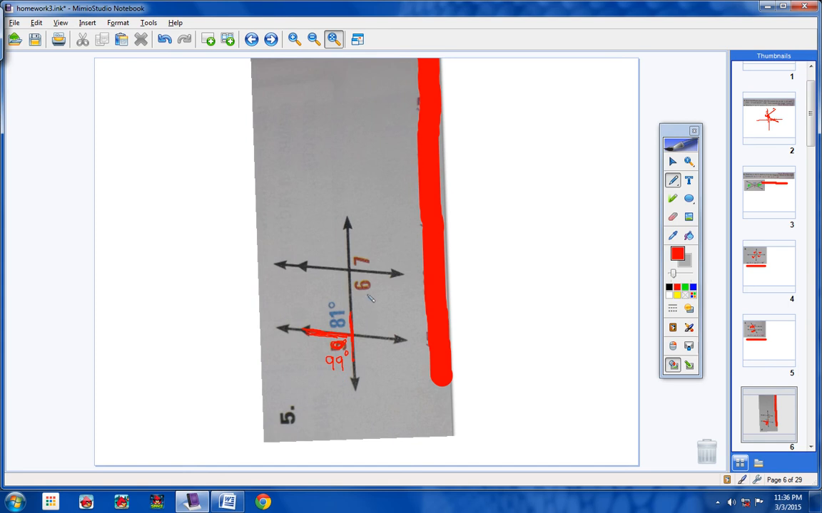Now, let's get back to our rules. We have two parallel lines cut by a transversal. This angle here that I'm circling and this angle here are what we call alternate interior angles. Alternate interior, and they're congruent. When two parallel lines are cut by a transversal, alternate interior angles are congruent.